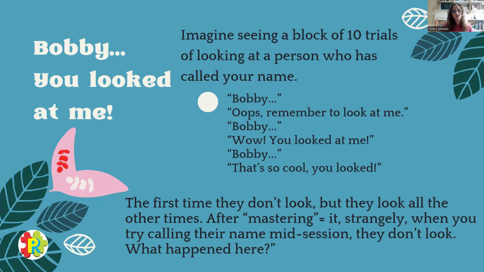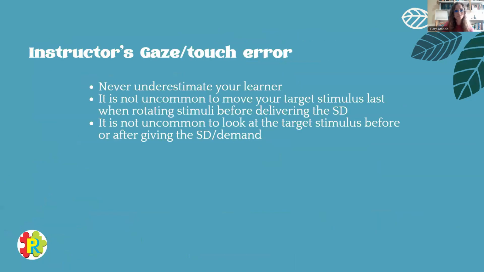So what happened here? Basically, what's happening is that the learner is just looking at you by chance. There's no association being made that they need to look at you when you say Bobby. If the learner is unable to look at you in response to their name during a mixed trial, they have not truly learned to respond with eye contact when they hear their name. They haven't truly learned that skill.